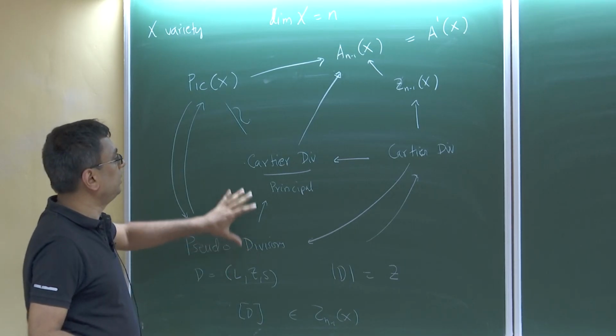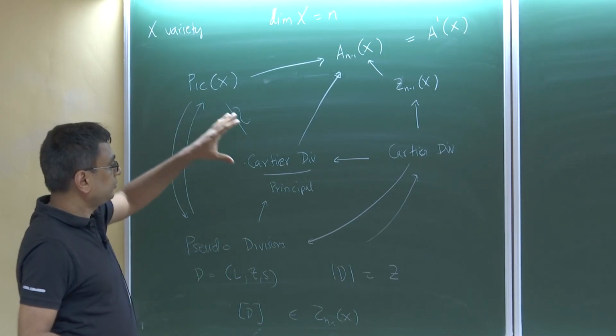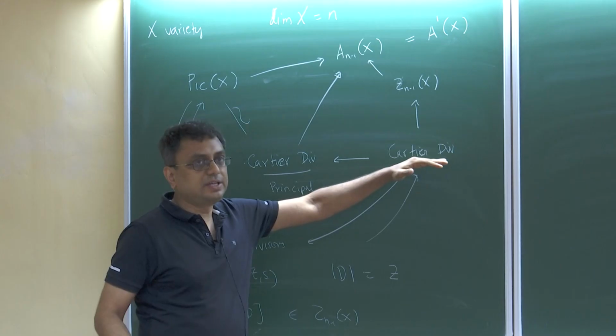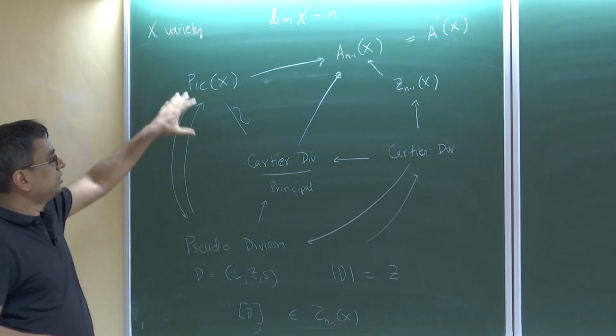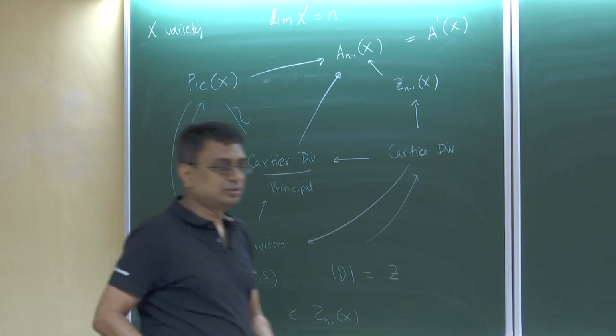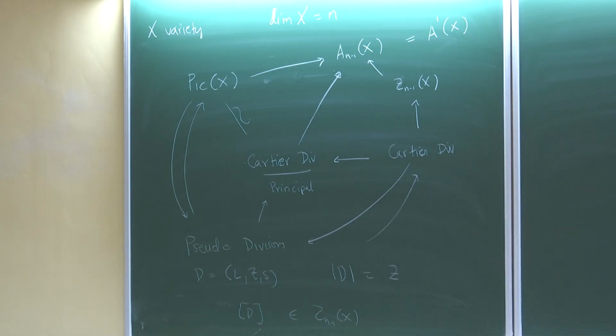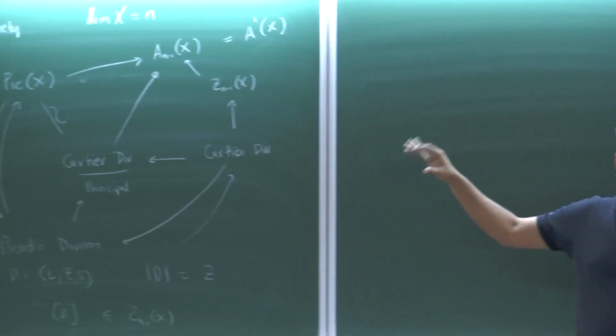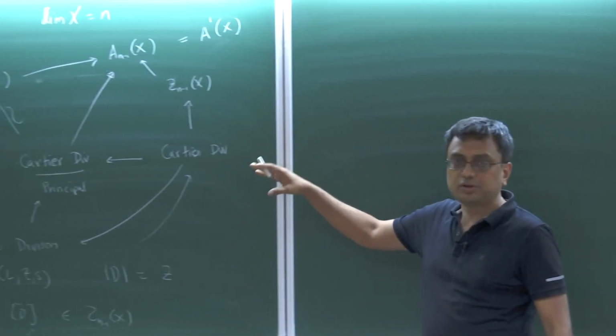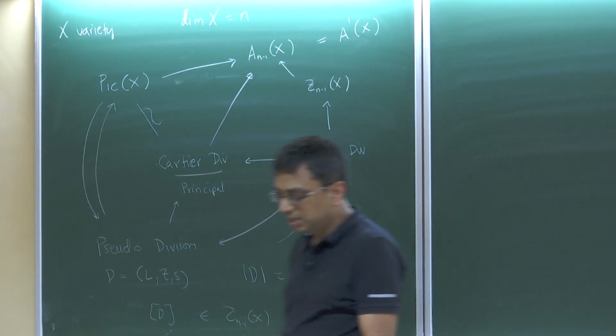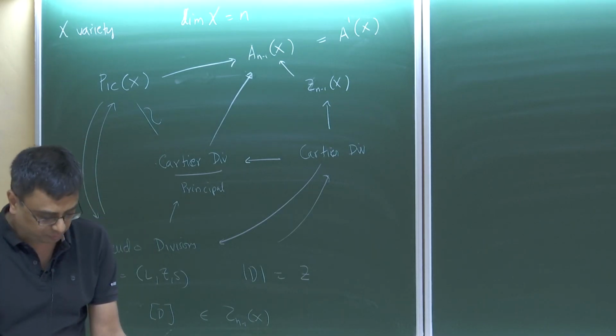Basically, it gives us the flexibility of keeping track of the support when we can, and when we cannot, you just do line bundles, and so that is the idea. So any questions about this? Any part, any arrow which is not clear? Okay, then let us proceed.